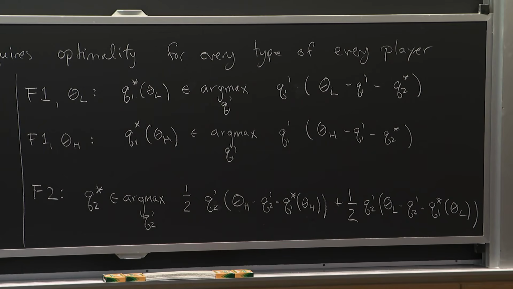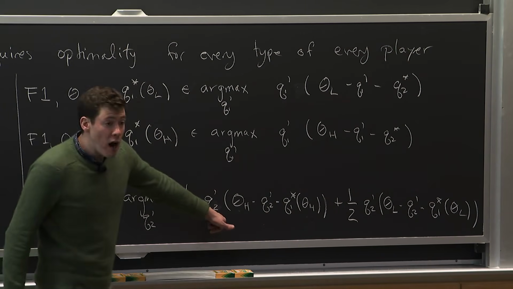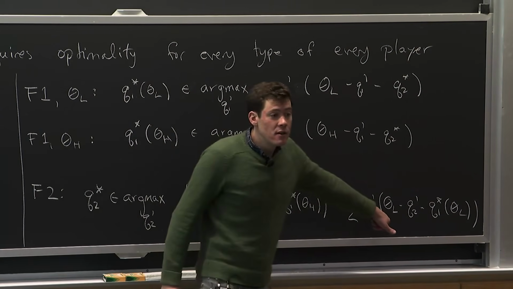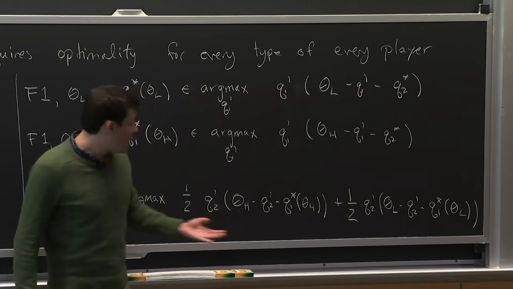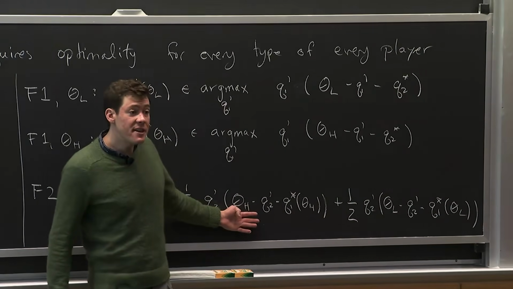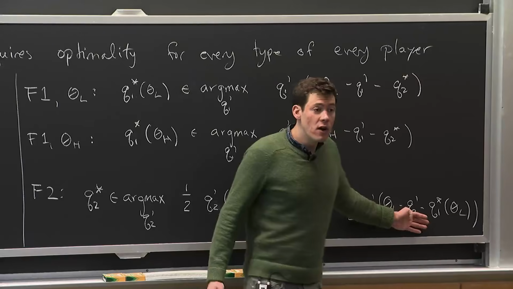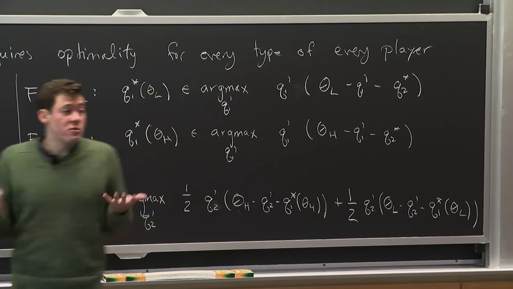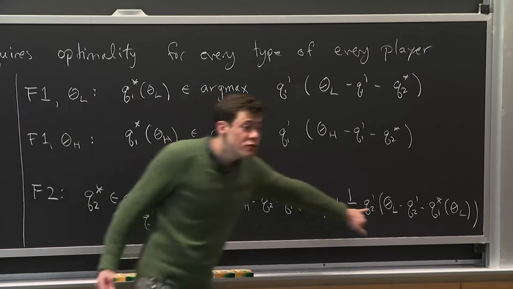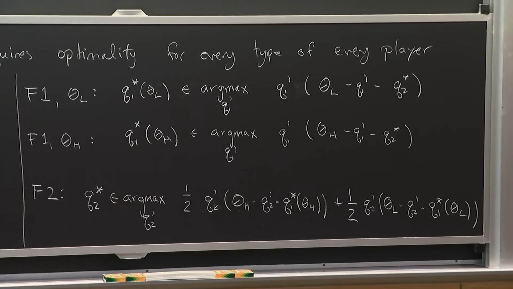Notice a crucial point here. It's the same Q2 prime here as here. Of course, if I were firm 2, I would love to choose a different quantity when the state is high than when the state is low. But I'm unable to do that because I'm not able to observe the state. So I choose a single quantity Q2 prime, and I take expectations over the state.